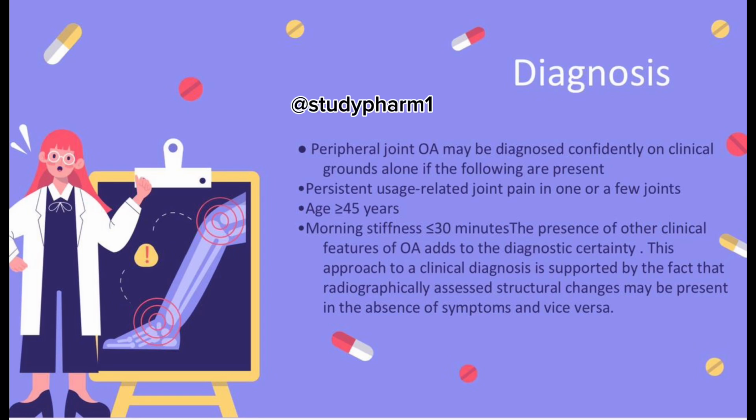Persistent usage-related joint pain in one or a few joints. Age greater than or equal to 45 years. Morning stiffness lasting less than or equal to 30 minutes. Presence of other clinical features of OA adds to the diagnostic certainty. This approach to a clinical diagnosis is supported by the fact that radiographically assessed structural changes may be present in the absence of symptoms and vice versa.